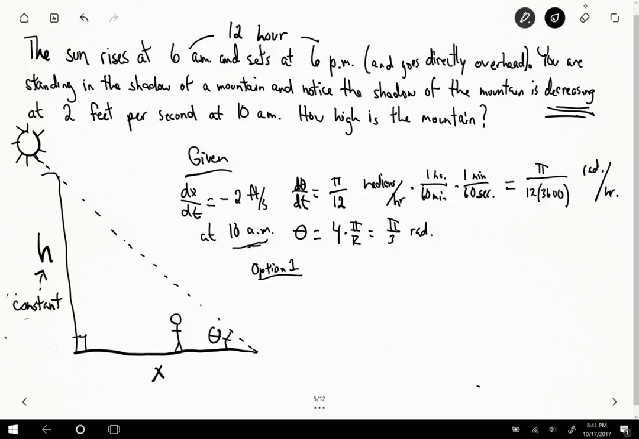Option 1, the obvious one, tangent theta. So tangent theta equals h divided by x. But notice, once again, our variable, which we'll have to take a derivative of, we'd have to get a negative x squared. So that's going to be a harder route for us.